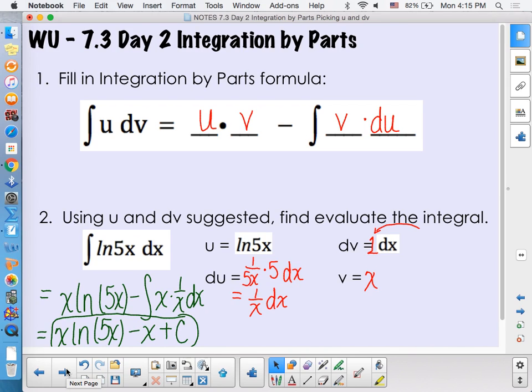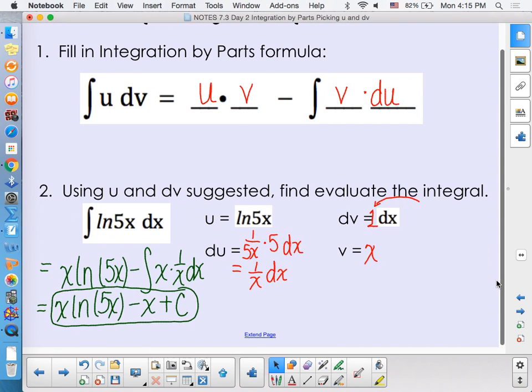Okay, so if you're back, you're checking answers to the warm-up. As you can see, the first one's just filling in that formula. The second one is taking a part with the suggestions of u and dv already given to you, and then putting them into the formula and working your antiderivative for natural log of 5x.